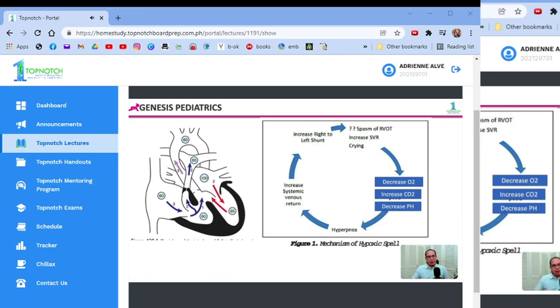Okay? And then what happens? Your body tries to compensate by increasing the respiratory rate. Your body tries to blow off your carbon dioxide and increase the oxygen by making your child more tachypneic. The problem is, kapag naging tachypneic yung bata, mas tumataas yung venous return. So, balik tayo sa cycle na magkakaroon ng increase ng left to right shunt.